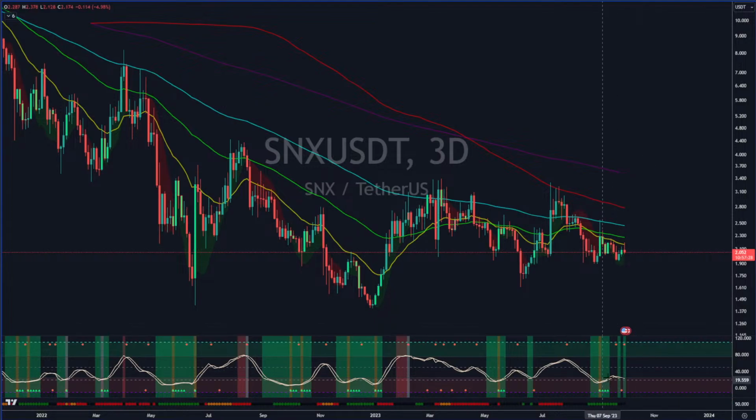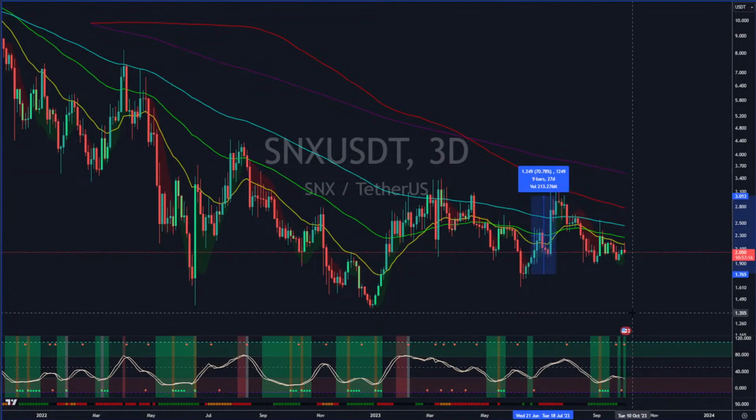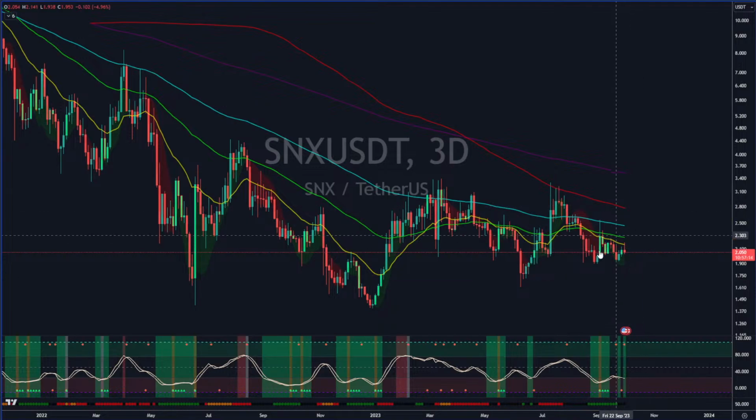On the 3-day, yeah, you could argue that we're probably going to be in for a little bit of a bounce. The last time we were down in this area, we had a decent bounce off of that. It wasn't insignificant. It went up about 70%, almost 100%. But we really need to get above some of these moving averages to consider anything.